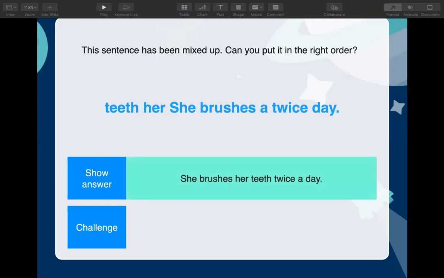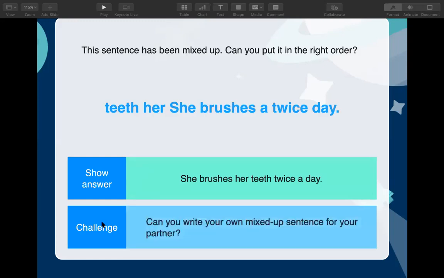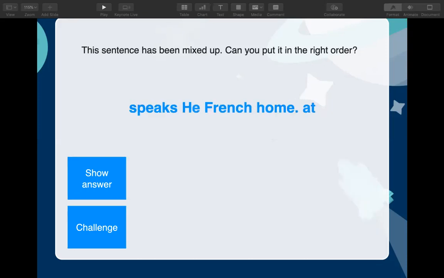Show answer. She brushes, remember, because we're talking about she, her teeth twice a day. A routine or repeated action. Se cepilla los dientes 2 veces al día. All right, guys, let's see a challenge for you so you can write it in your notebook. Can you write your own mix-up sentence for your partner? You can write a mix-up sentence and then you can make somebody else write the correct answer for you. Okay, let's go to the next exercise.